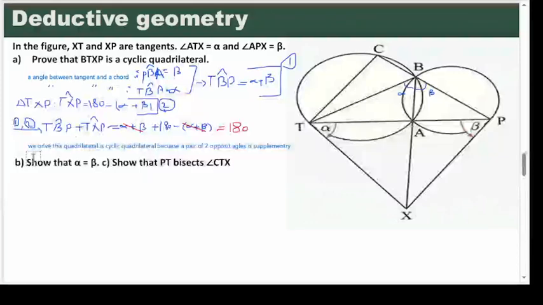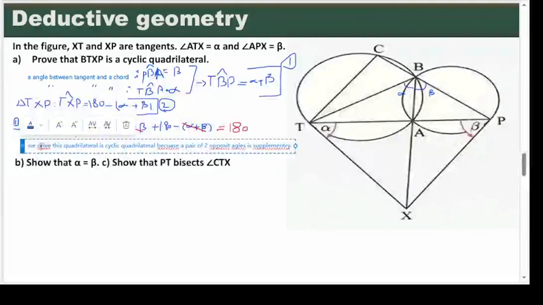So I could prove. Sorry, I have to correct it. Prove. I don't know why it makes mistakes to type. This quadrilateral is a cyclic quadrilateral because a pair of two opposite angles is supplementary, and adds up to 180. So I prove it.